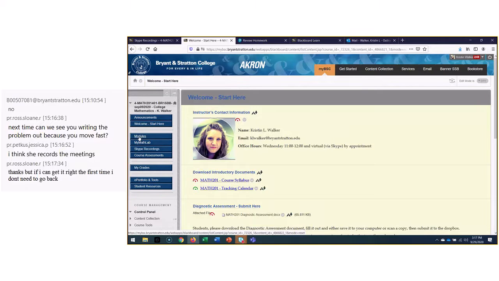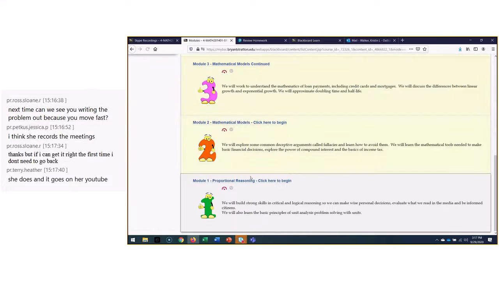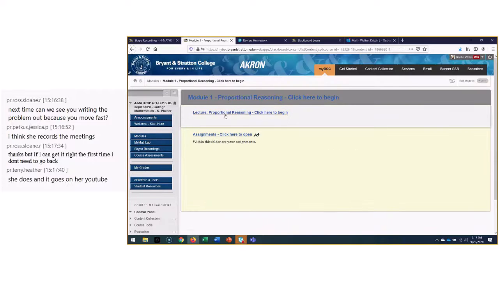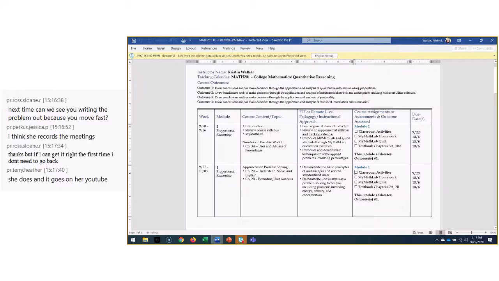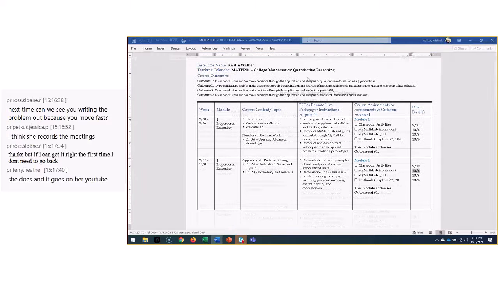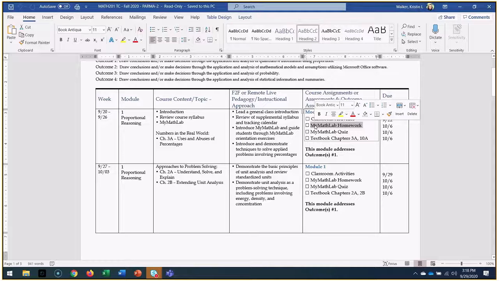Go to Modules, go down to Module 1, and view this lecture from start to finish. That is the classroom activities from last week and this week. That'll get you all caught up with that. Then my Math Lab homework is the Module 1 homework. It's the same one for this week and last week. Everything is due on the 6th. Let me highlight all that. My Math Lab homework is due on the 6th, which is next week.